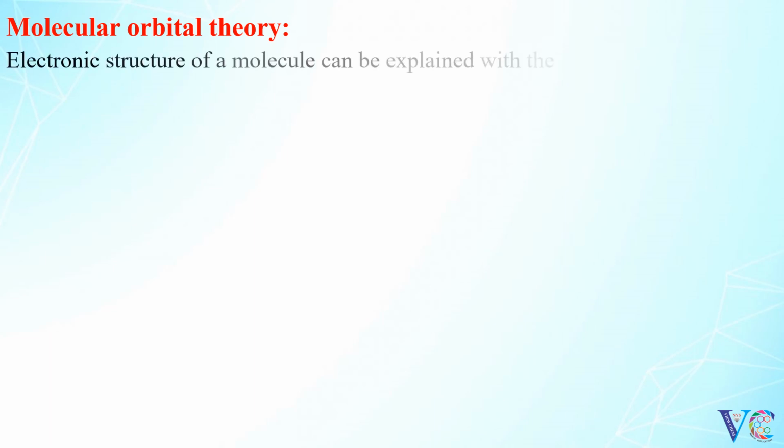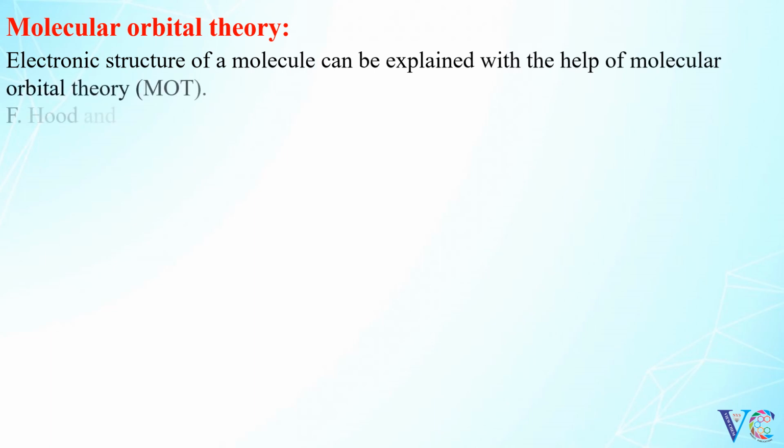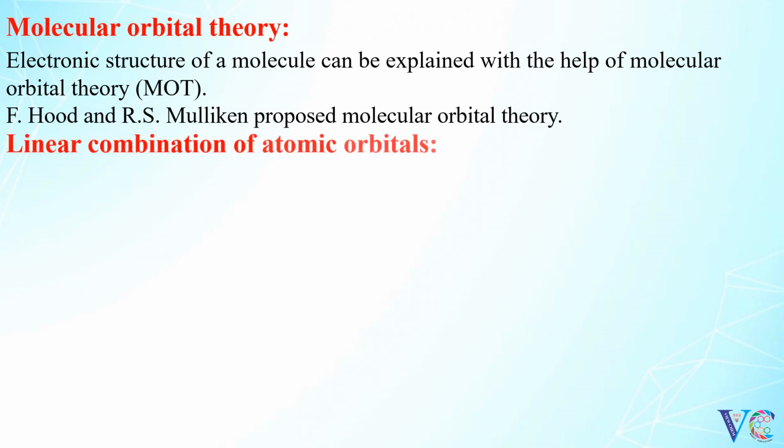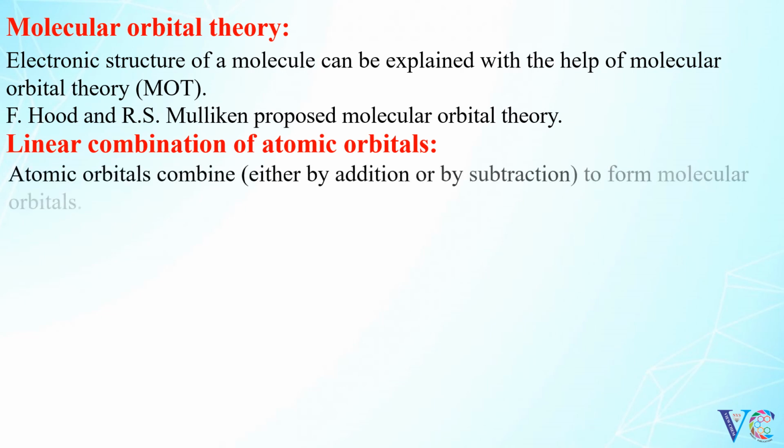Molecular orbital theory. Electronic structure of a molecule can be explained with the help of molecular orbital theory. F. Hund and R.S. Mulliken proposed molecular orbital theory. Linear combination of atomic orbitals. Atomic orbitals combine, either by addition or by subtraction, to form molecular orbitals. Molecular orbitals are energy states.